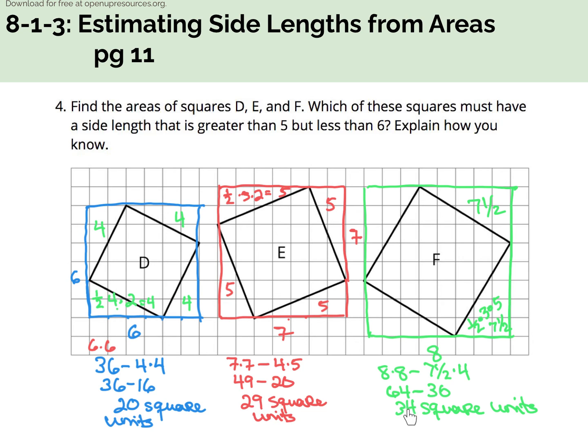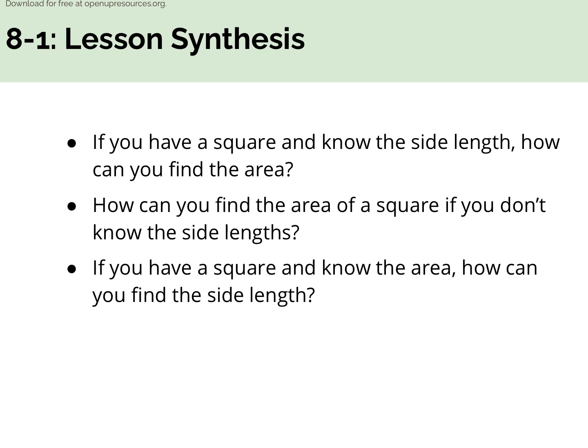Let's look at F. 34. Again, 34 is in between 25 and 36. So this one, the side of the black square, is also between 5 and 6. So if we have a square, we can figure out the side lengths. We can also figure out the triangles that are in there. We can figure out the tilted square itself also.